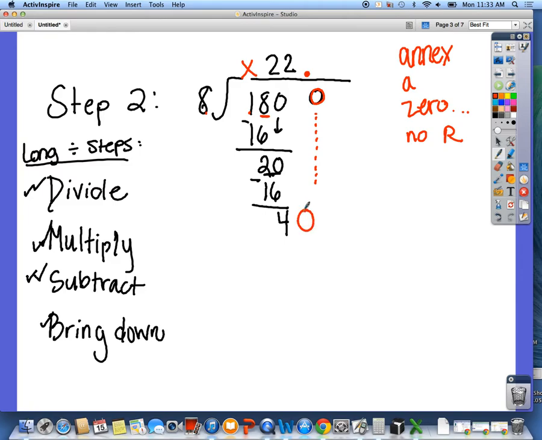And now I just go over the steps of long division again. Divide. 40 divided by 8. That is 5. Now I multiply, so I've done divide. Now I multiply. 5 times 8 gives me 40. Subtract. And it's 0. So I now have answered my question from the beginning.